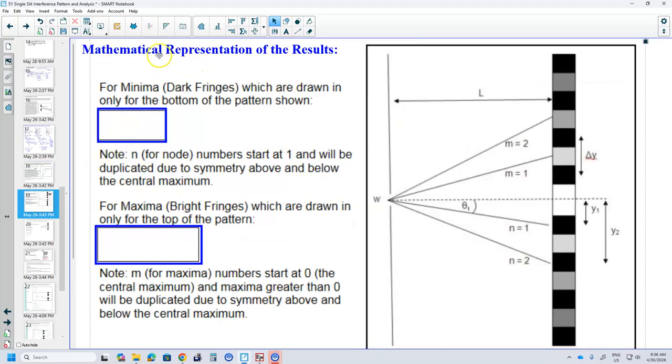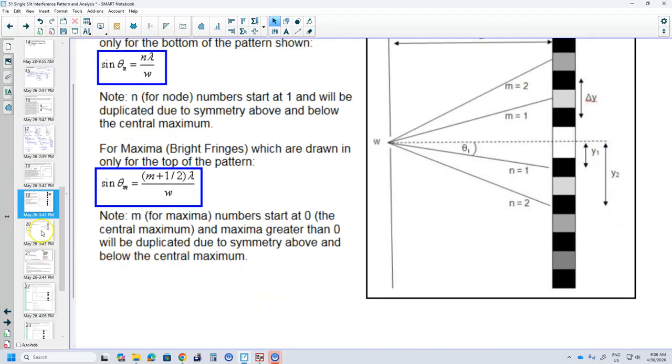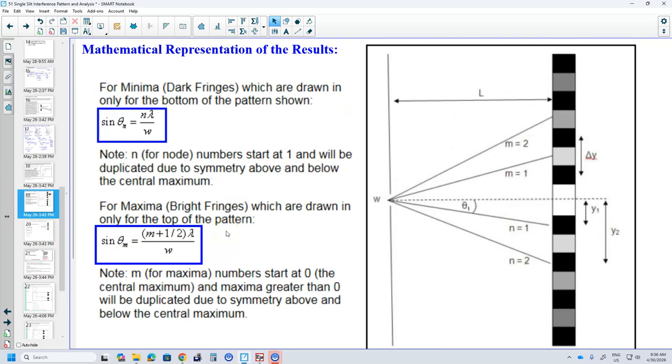But when you analyze those mathematical patterns, these are the mathematical equations that represent those number patterns. So n for the dark, and m plus 1/2 for the bright. Right? So again, just new equations that can be used. This is for single slit stuff, right? So if you're making an equation sheet for easy reference, make sure to point out that these are for single slit interference patterns.